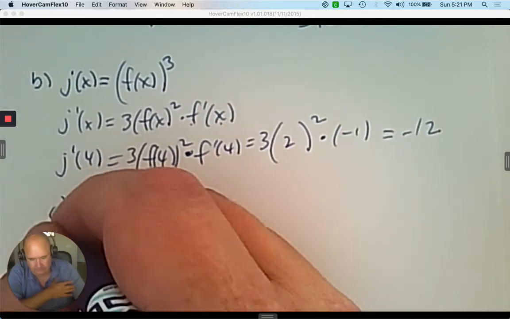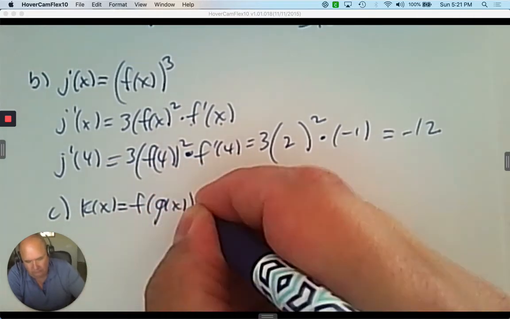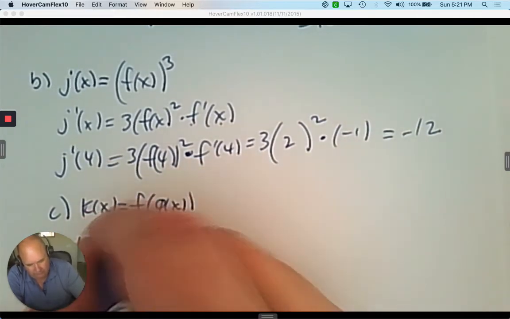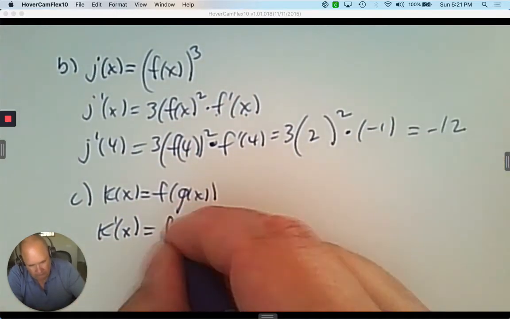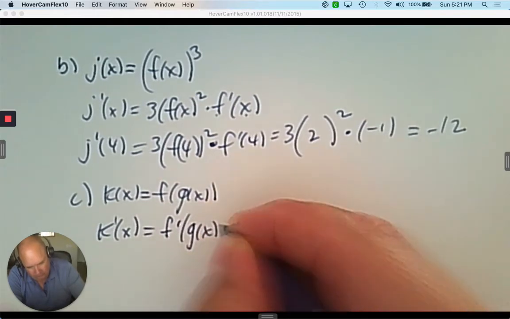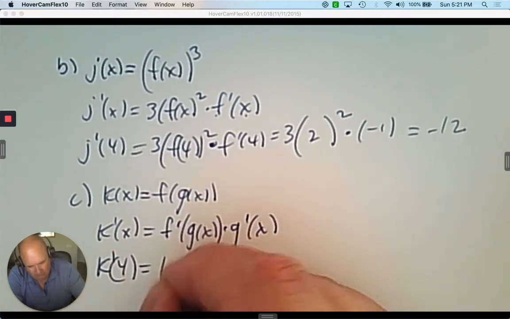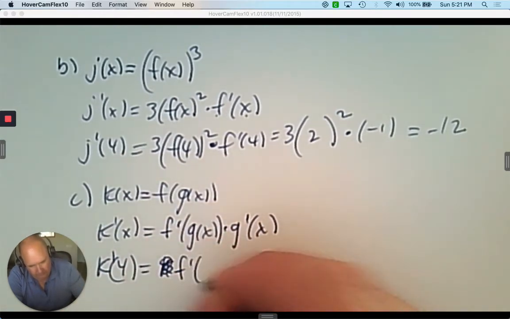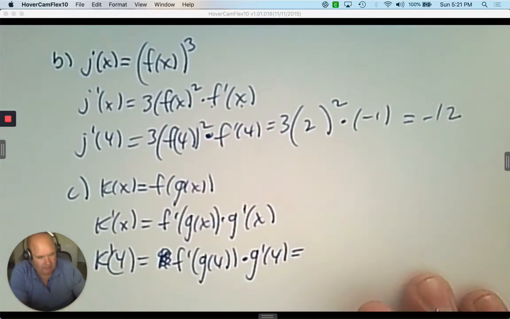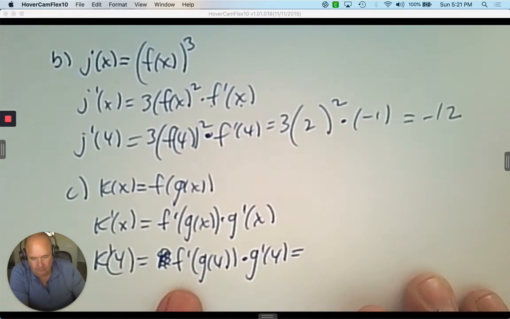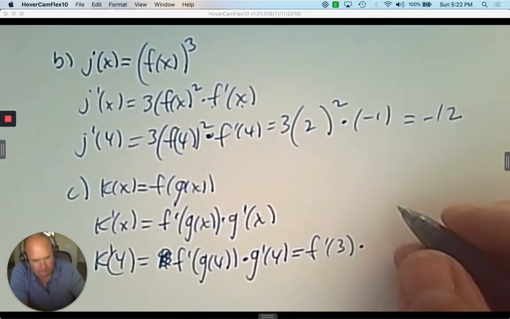Part C. In part C, k at x equals f at g at x. And so take the derivative. This again is the chain rule. So it's the derivative of the outside times the derivative of the inside, and then plug in the value 4, and then go back and find what the values are of those things. So g at 4 is 3. G prime at 4 is 5.